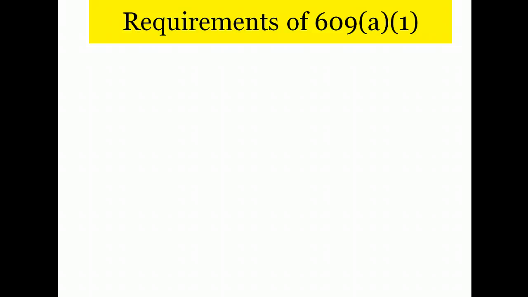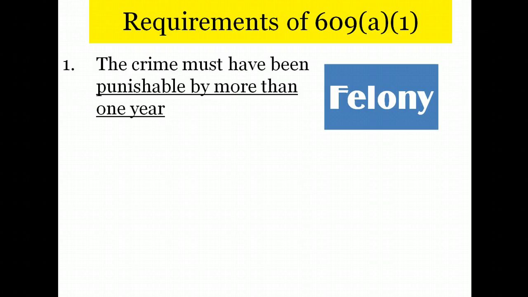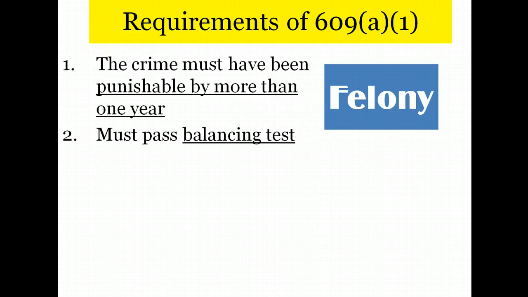Rule 609A1 has two requirements. First, the crime must have been punishable by more than 1 year. This equates to a felony in the federal system and in most state systems as well. The second requirement is that the conviction must pass a balancing test. There are different balancing tests depending on who the witness is.